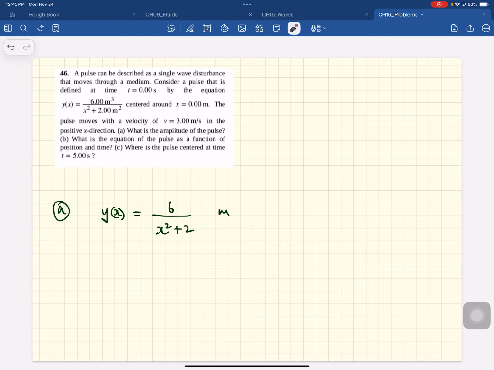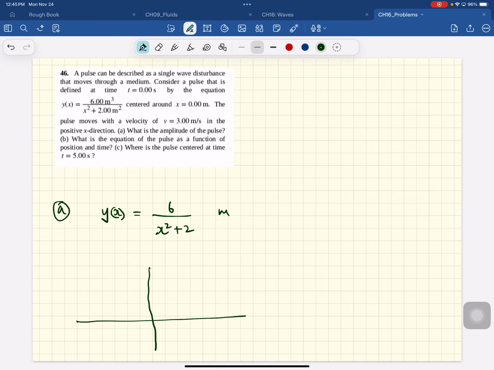So the amplitude of the pulse, if you plot this pulse, looks almost like a bell curve, except that it doesn't decay as fast. So that's how the pulse looks. The amplitude is the maximum value of the pulse, and you see that happens at x equal to 0, and that would be 6 by 2, 3 meters. So this pulse is 3 meters.